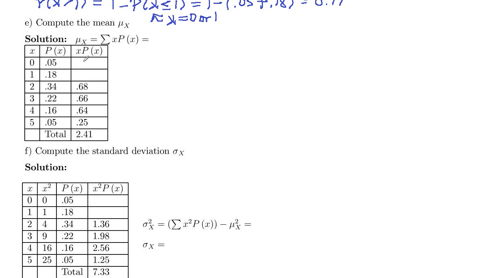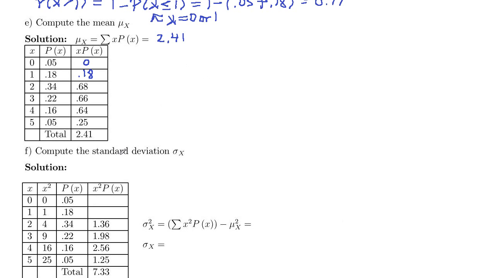So 0 times 0.05 is 0. 1 times 0.18 is 0.18, and so on. 2 times 0.34 is 0.68. 3 times 0.22 is 0.66. 4 times 0.16 is 0.64. And 5 times 0.05 is 0.25. And then you sum these up, and you'll get 2.41. Well, that's the sum of the x times p of x column. That's what the symbol means. That Greek letter sigma means sum. So our mean here is the sum of x times probability of x, which is 2.41.